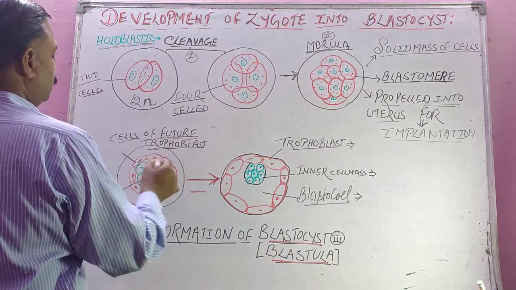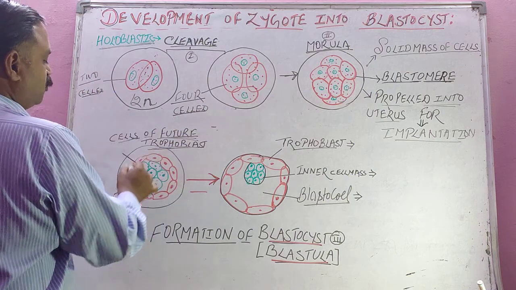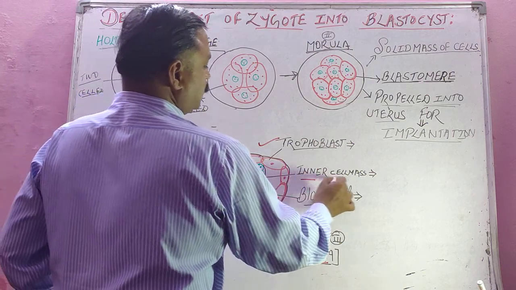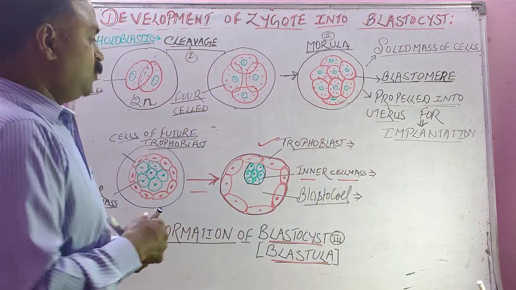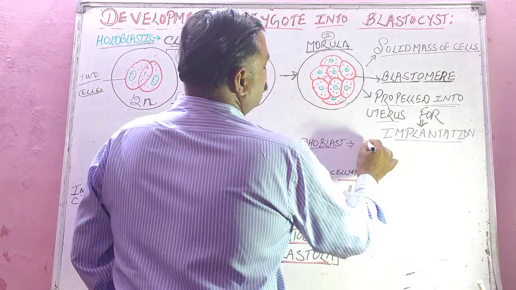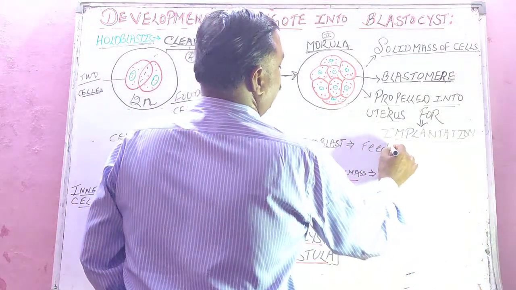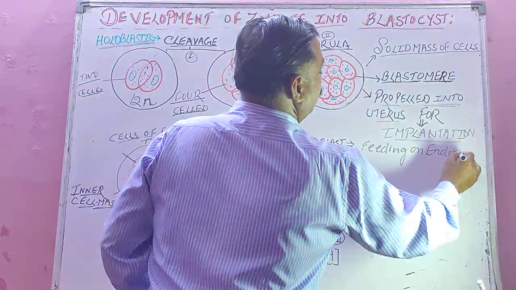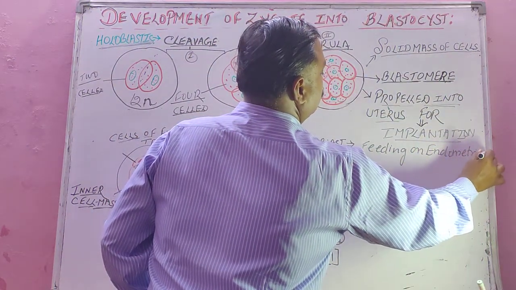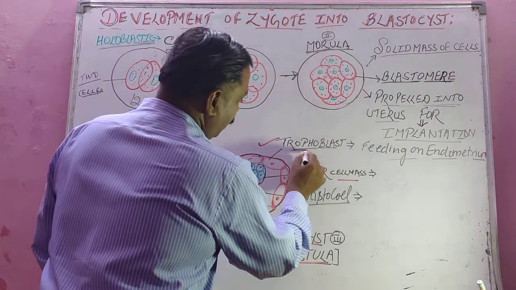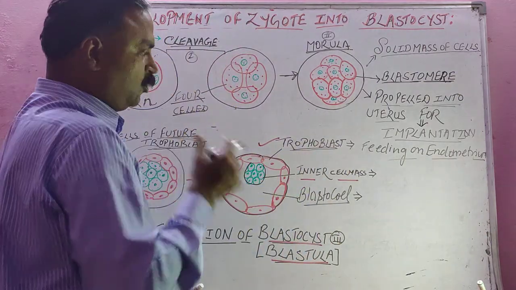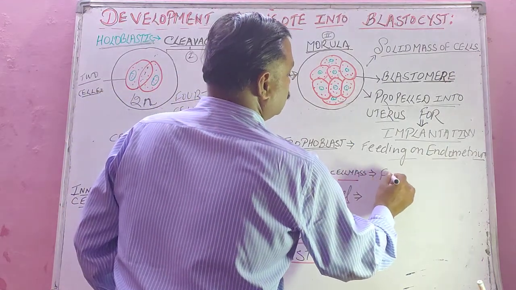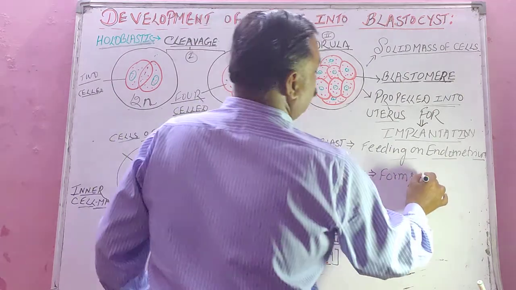As I told you, the dynamic rearrangement of blastomeres gives rise to 2 layers. Outermost is called trophoblast, and then inner is called inner cell mass. Now what is trophoblast? Student, trophoblast is a feeding layer. So it starts feeding on the endometrium or the inner lining of uterus. Trophoblast is the feeding layer. So this starts feeding to the endometrium, and this inner cell mass forms the embryo.